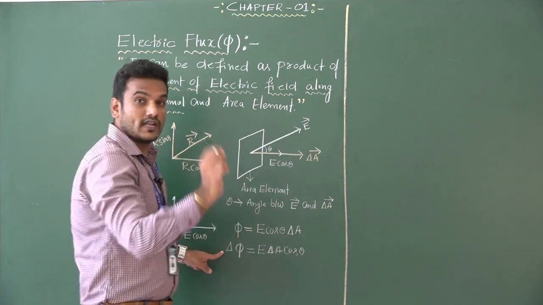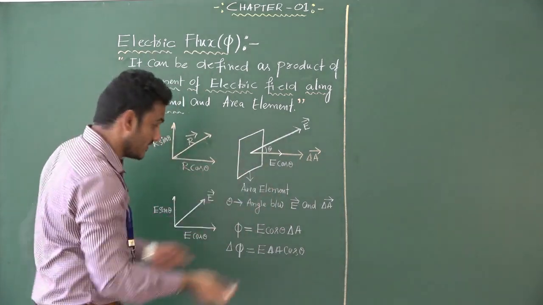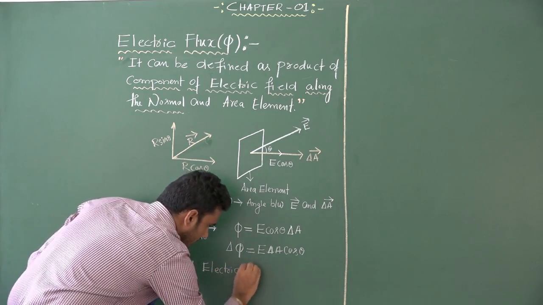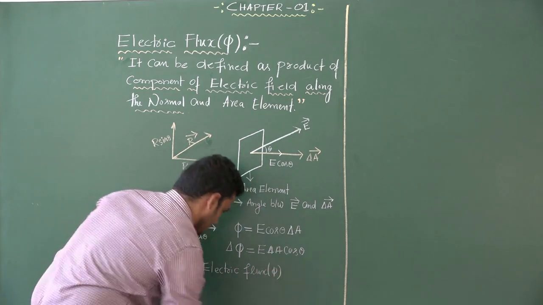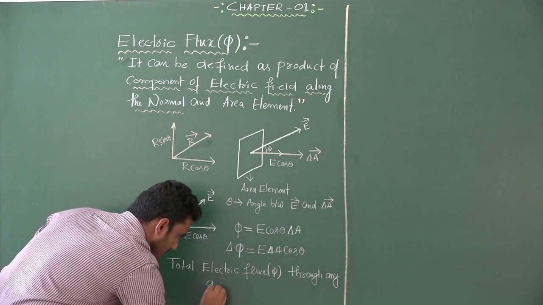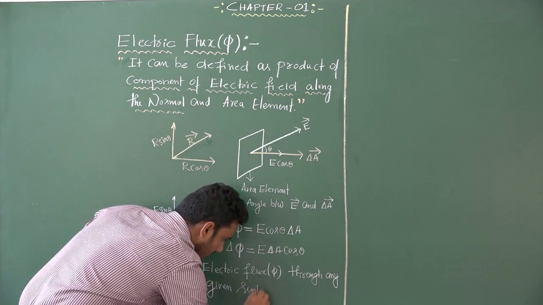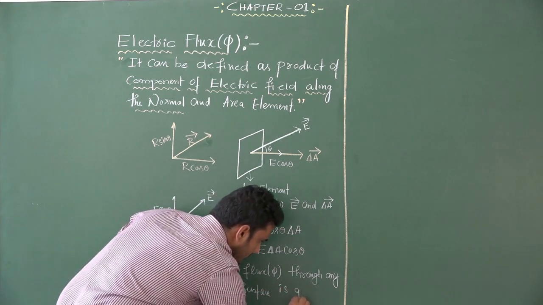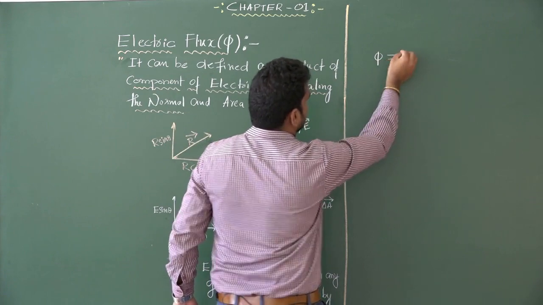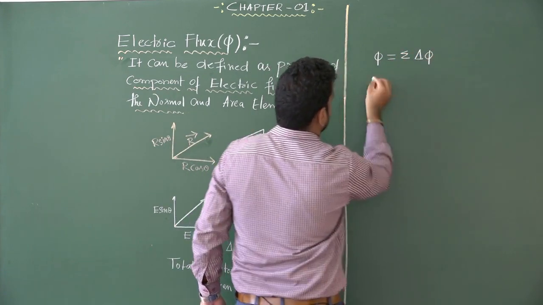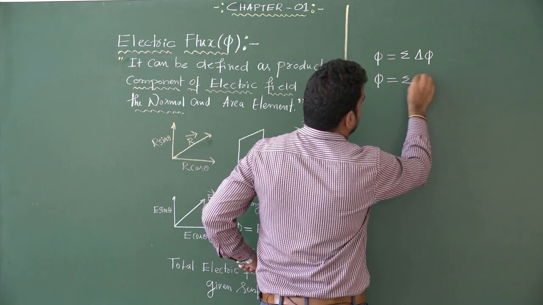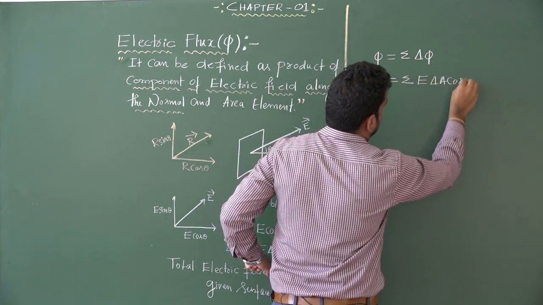To calculate the total electric flux through any given surface, I'll write here: total electric flux, that is phi, through any given surface is given by phi is equal to summation of delta phi. What do we have for delta phi? E delta A cos theta.